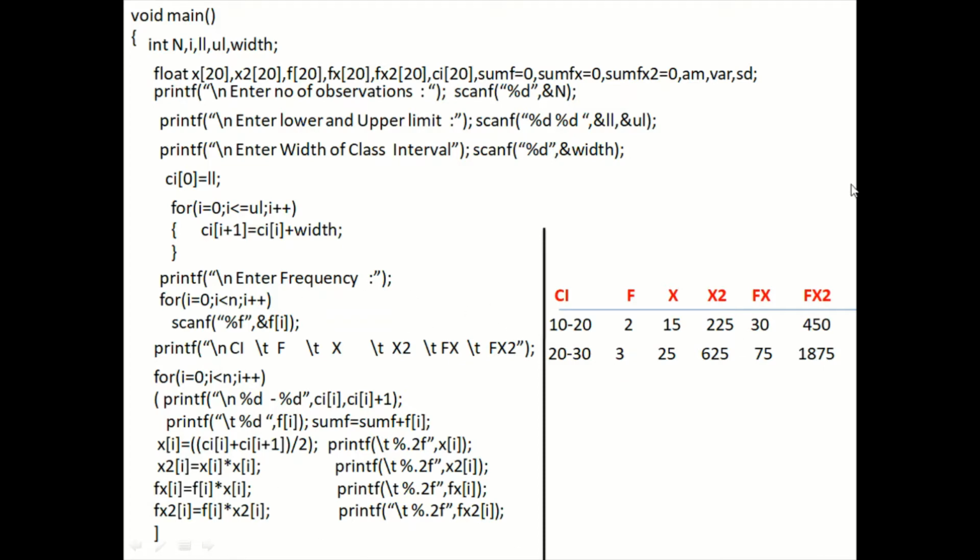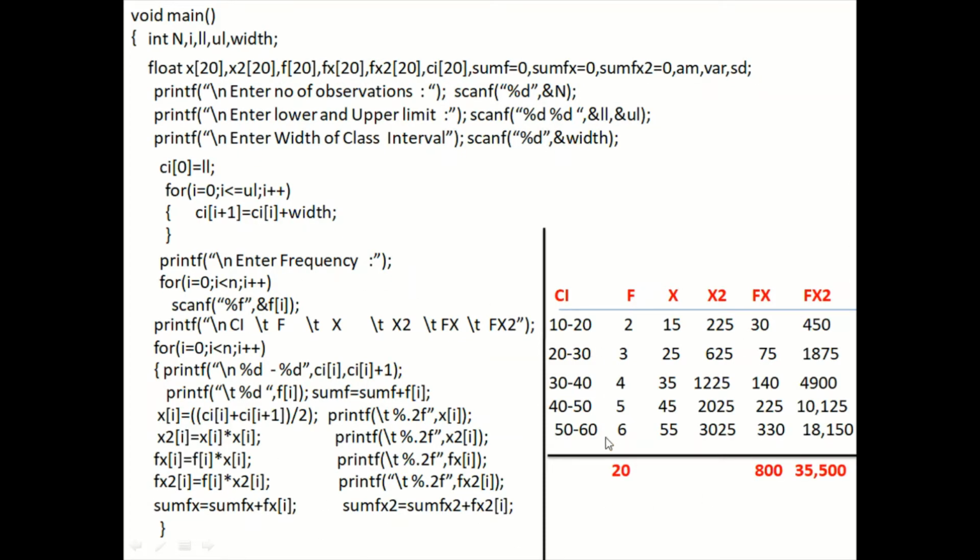This process goes on and we get all the values printed. Simultaneously, the frequency value is totaled, the fx value is totaled, and the fx2 value is also totaled. So with this, all this totaling and printing of the distribution table is done.